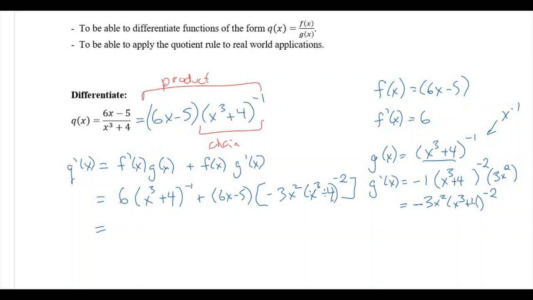Now that we have that, let's rewrite these as fractions, because that's really how we want it to look in the end. If the original function was a fraction, then our derivative should look similar as well. So 6 over x cubed plus 4, plus negative 3x squared times 6x minus 5, all over x cubed plus 4 squared.